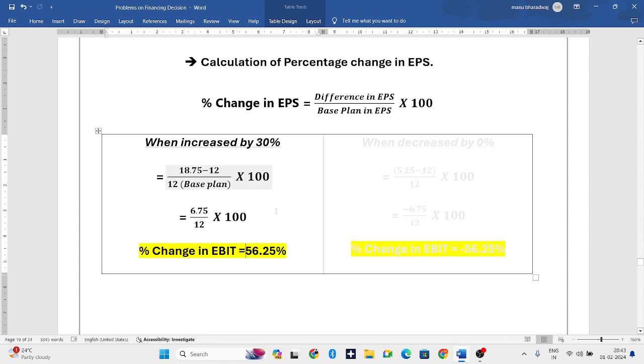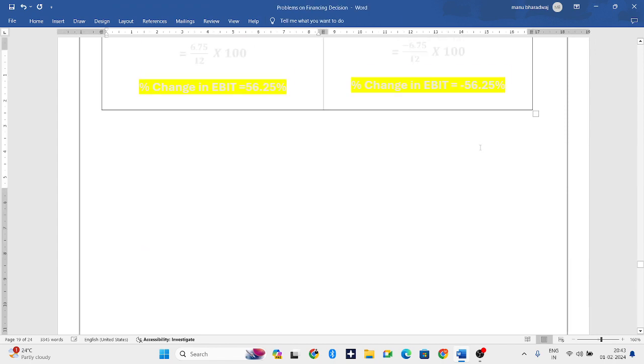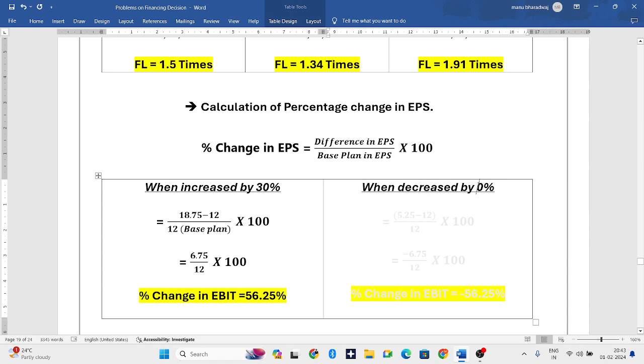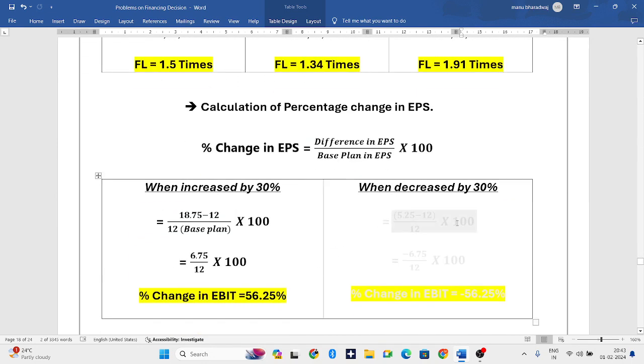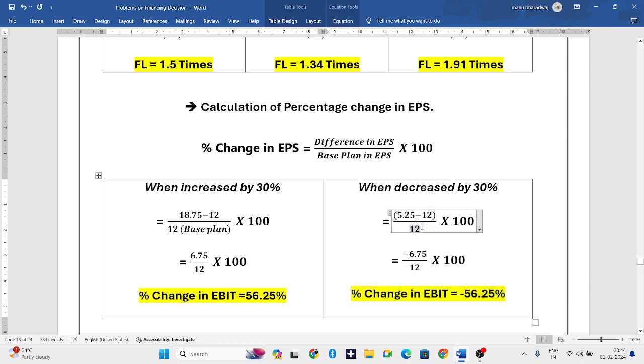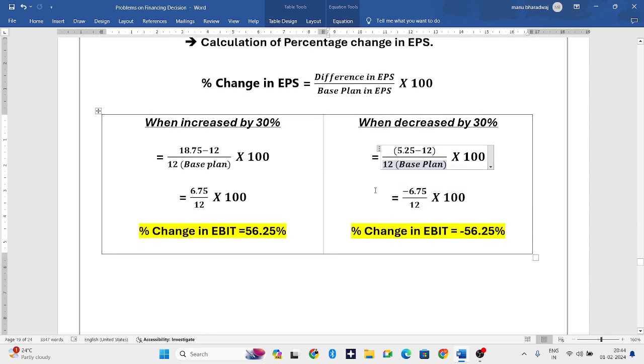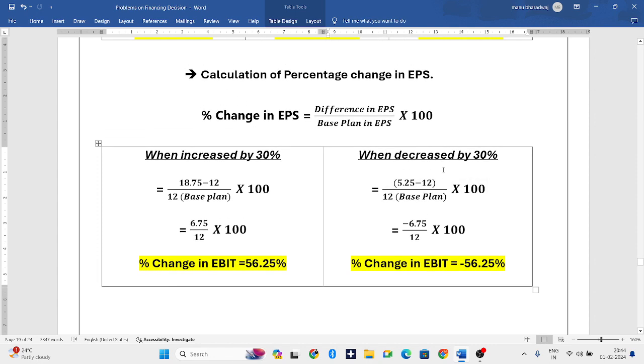That is the percentage change in EPS when EBIT increases. Similarly, when EBIT is decreased by 30%, you have to consider these two EPS, 12 and 5.25. So 5.25 minus 12, divided by 12, because 12 is the base plan. You will get minus 6.75. If you divide it by 12 and multiply by 100, you will get the percentage change in EPS, that is minus 56.25 percent.